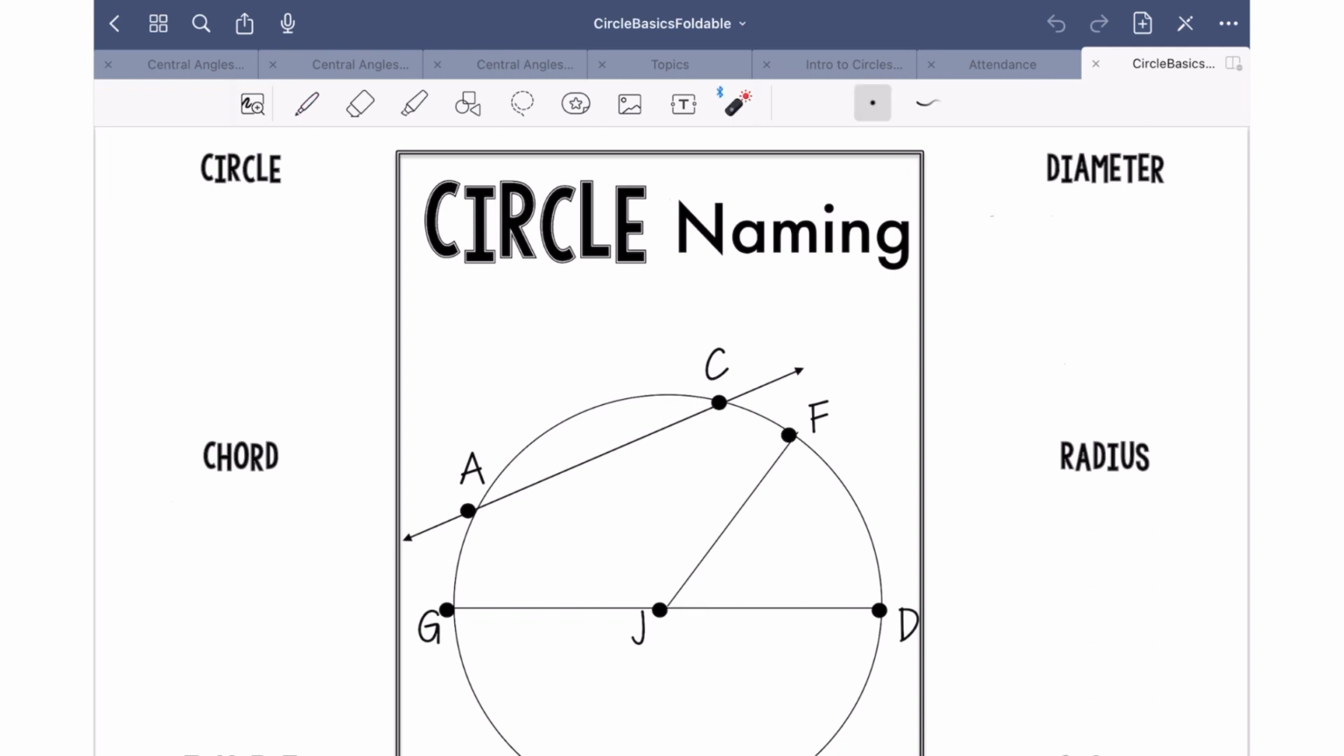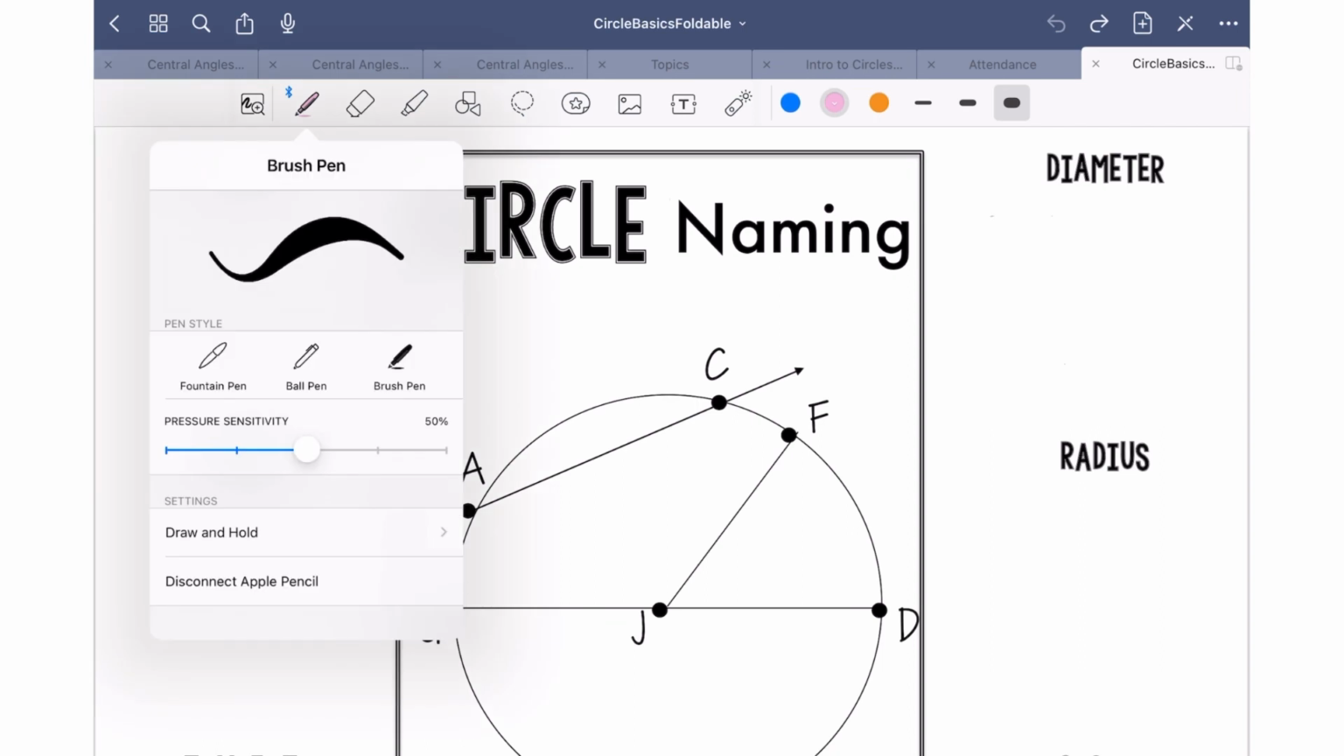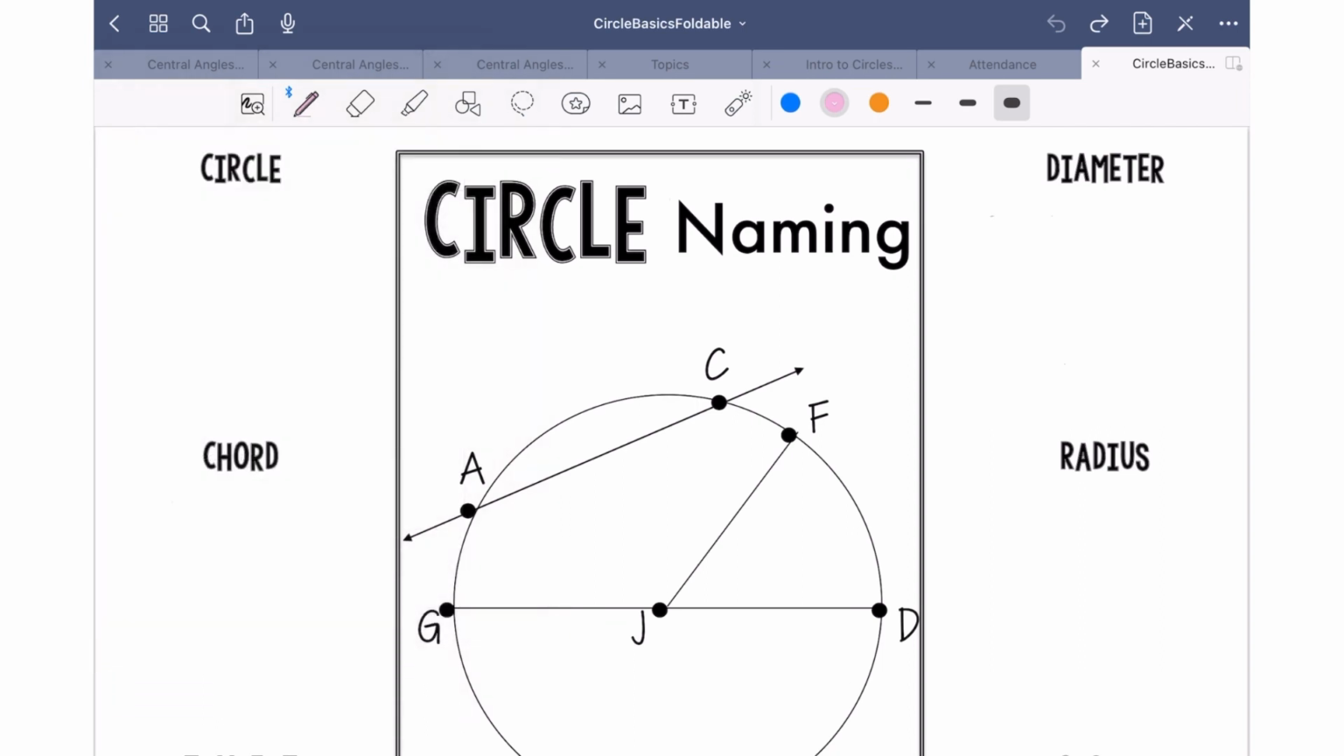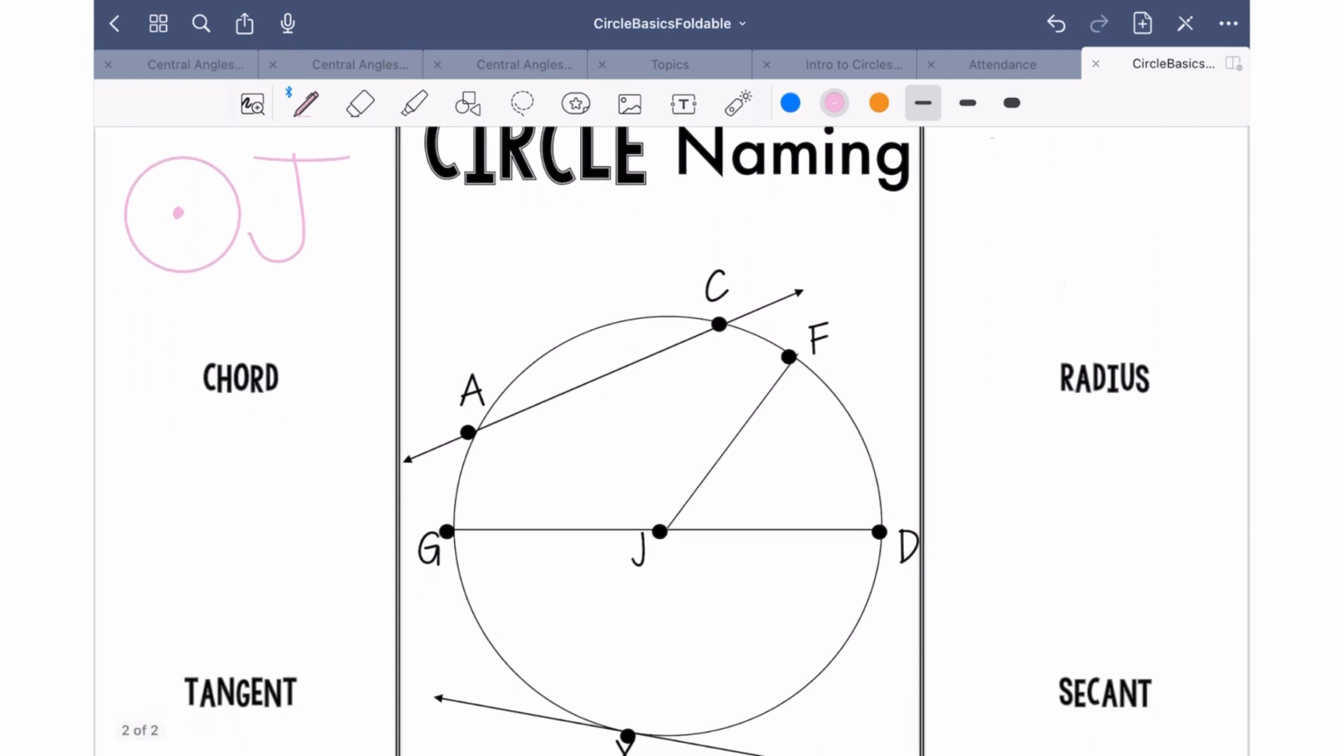So the center of this circle is point J. So the way you would see it written is as a circle, and then they would put the letter J next to it. So that says circle J, which is right here. So that is the center. So just label that.